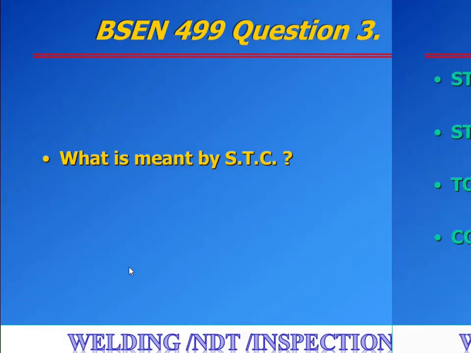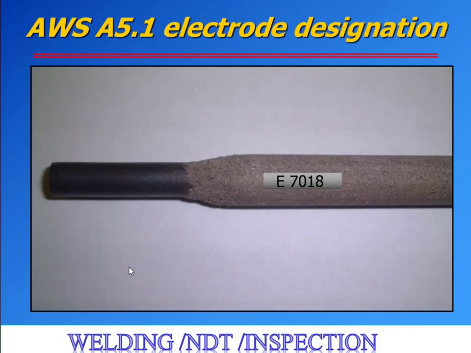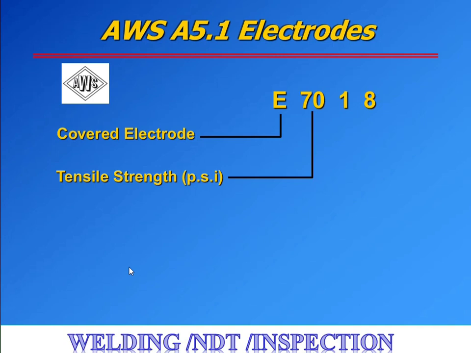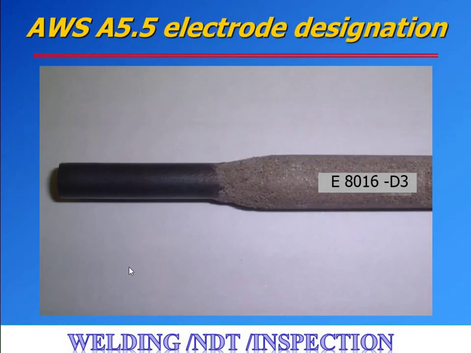What is meant by STC? STC means strength, toughness, covering. You see here the AWS 5.1 electrode designation E7018. Everybody knows E means electrode. 70 equal to 70,000 psi is the ultimate tensile strength. 1 is the welding position, 8 is the current and coating type. So this is the electrode nomenclature for E7018.